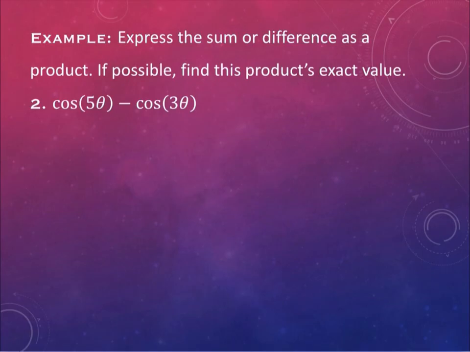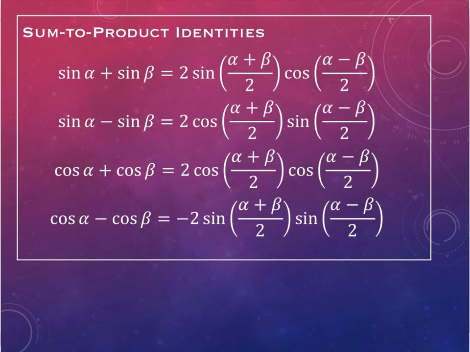All right, this one asks us to do the opposite. It starts out as trig values that are subtracted, and it wants to consolidate them back into a product. So we're looking for a formula that has a cosine minus a cosine. That's what we're looking for. So over here at the bottom is where we have cosines that are subtracted. So I have a cosine minus a cosine.